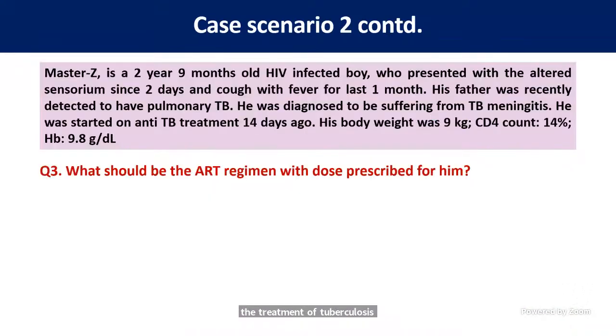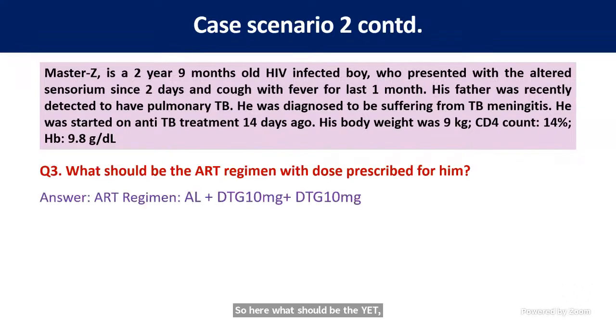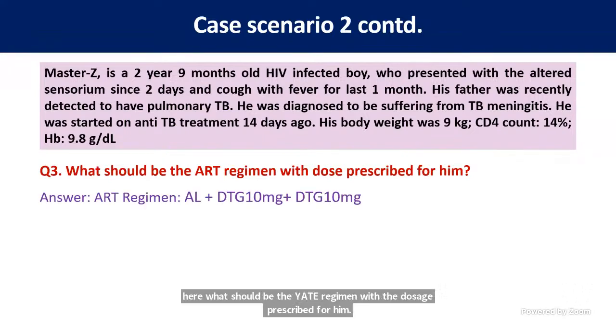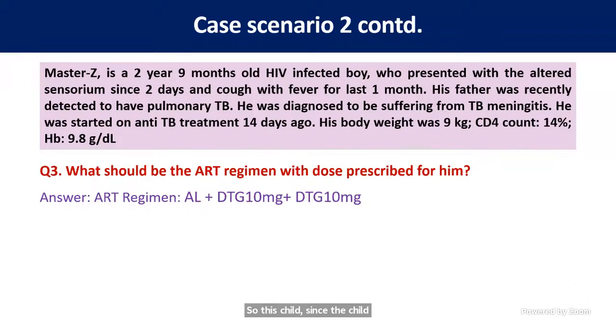So corticosteroid should be used as adjuvant therapy for the treatment of tubercular meningitis. So here, what should be the ART regimen with the dosage prescribed for him? Since this child is also having TB and tubercular meningitis and on rifampicin based anti-tubercular treatment, the ART regimen will be abacavir lamivudine with DTG 10 milligram in a twice daily dose.